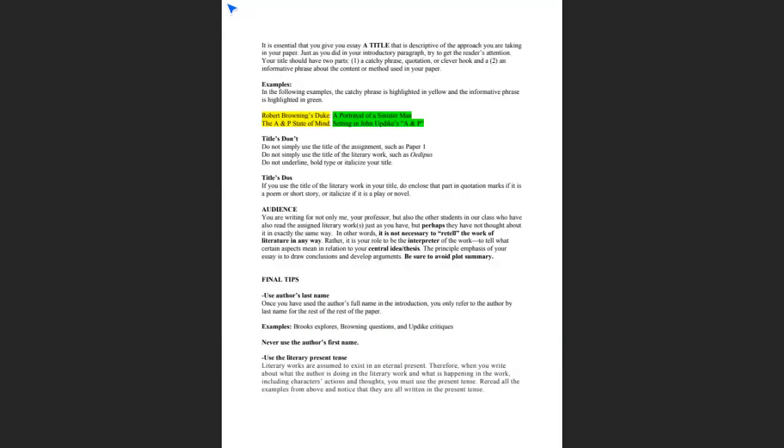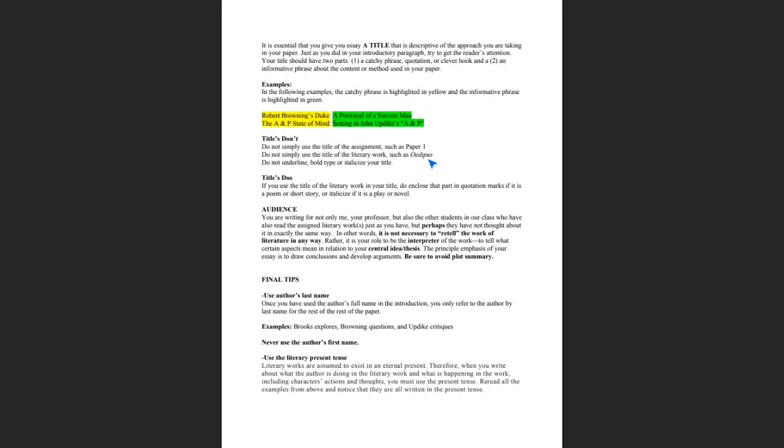Some other things about writing a literary paper: your paper needs a title, and you want that title to be interesting, and you want that title to grab the reader's attention. Read over this part of it carefully, so make sure that you have a title that works that way.